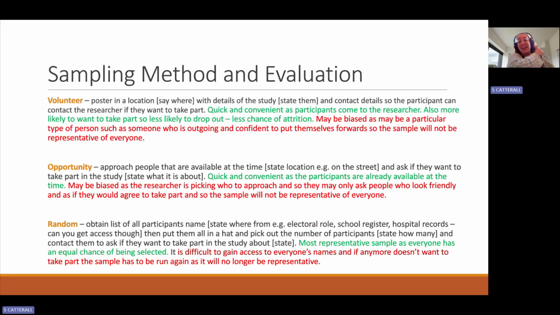Strengths of an opportunity sample: again, it's quick and convenient, but this time for a different reason. It's quick and convenient because they're available at the time, they're already there. And again, you use the definitions in your strengths and weaknesses to get a better answer, so you need to know those definitions. But the issue is this one's going to be biased. You're going to have a lot of researcher bias, because the researcher who's going up to the participants to pick them might pick people who are quite friendly looking or maybe fit the aims of their research. And again, it won't be representative of everyone.